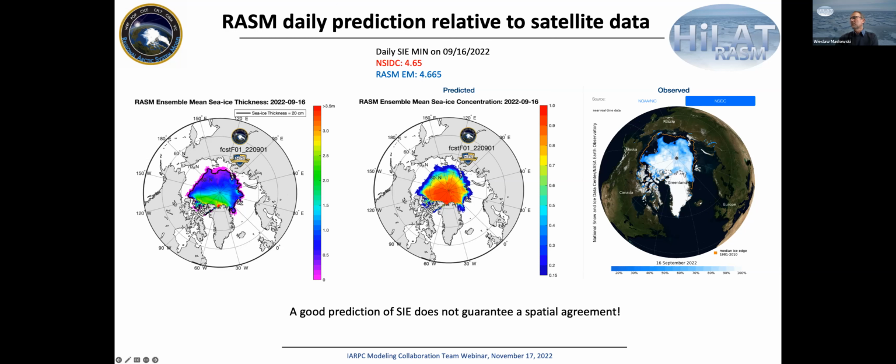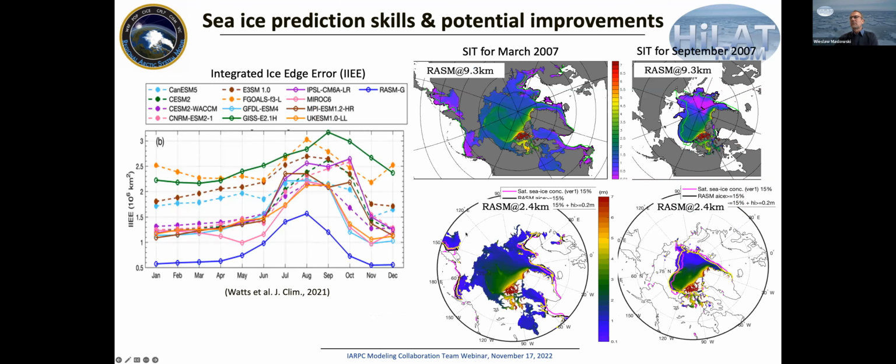You can see there are some significant differences in the Western Arctic, the Beaufort Sea, the Laptev Sea, and the East Siberian Sea, and maybe to some degree also in the northern Barents and Kara Sea. So the actual message here is that a good prediction of the sea ice extent number does not necessarily guarantee spatial agreement. When you look at the maps, you can see the differences. That can be measured with something called the integrated ice edge error, IIEE.